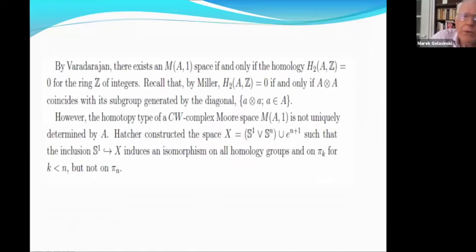Also, we can say something about Moore spaces of type A1. That's a result by Varadarajan. First, there is the definition. Okay, so sorry, that is not the definition, we know what it is. The result is that an M(A,1) space exists if and only if the second homology of this group A over the integers is 0.